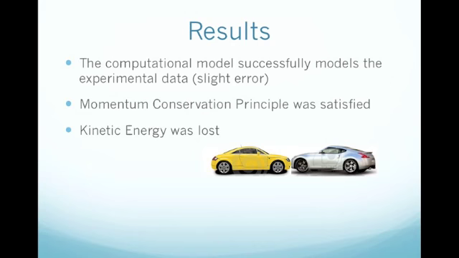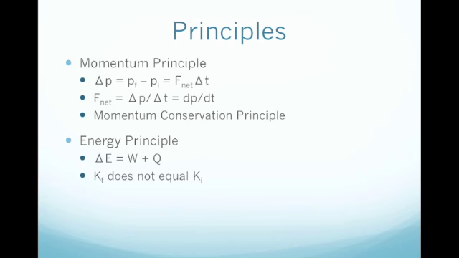The result of the lab was that the computational model successfully models the experimental data, the momentum conservation principle was satisfied, and kinetic energy was lost. Although there was slight error in the computational model, most likely due to the fact that friction was not included in the model. Now let's talk about the models I used to compute this lab.